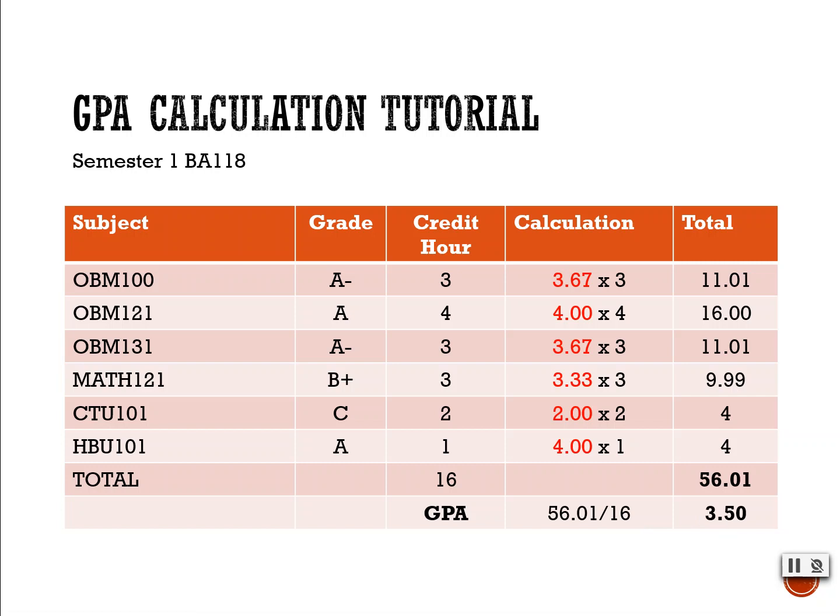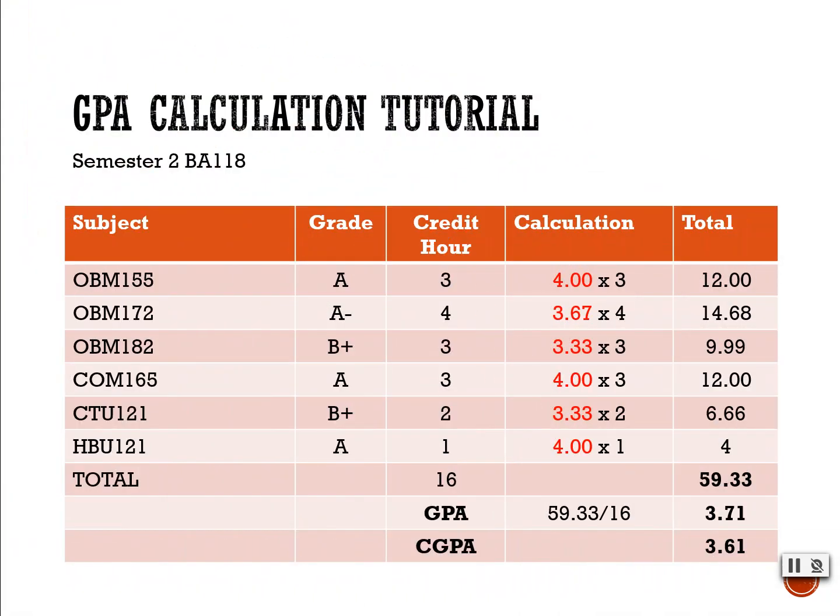Why GPA? Because this GPA is for the current semester. Okay, so when you get 3.50, you get the Dean's List, or in other words, we call it Anugerah Dekan. Next, what happened in semester 2?